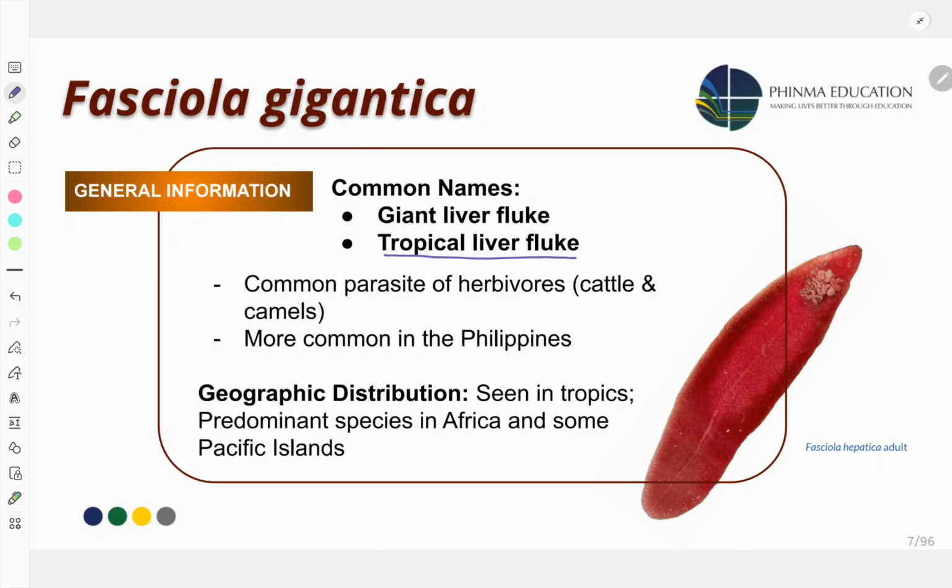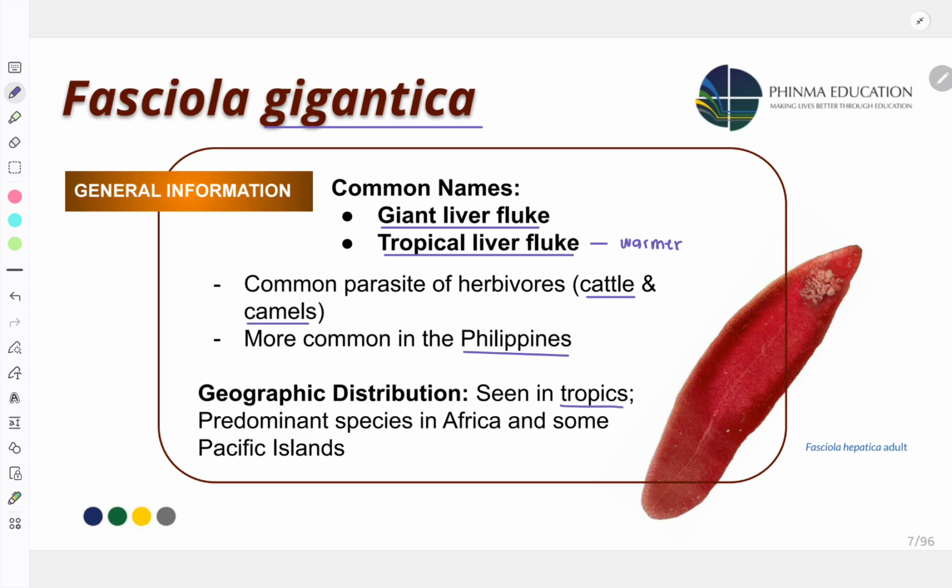Your Fasciola gigantica is also known as your tropical liver fluke because it's found in countries with warmer temperatures. It is also known as your giant liver fluke, because, of course, again, it's very big. That's why it's called gigantica. They are common parasites of herbivores, like your cattle and your camels. And it is more common in the Philippines. So gigantica is more common compared to hepatica in the Philippines because, again, gigantica is found in tropical climates.